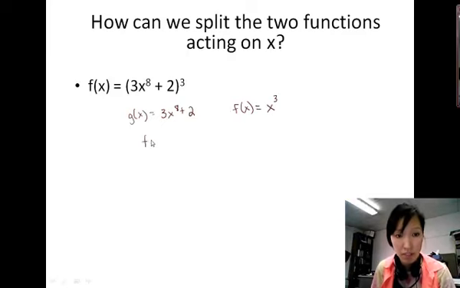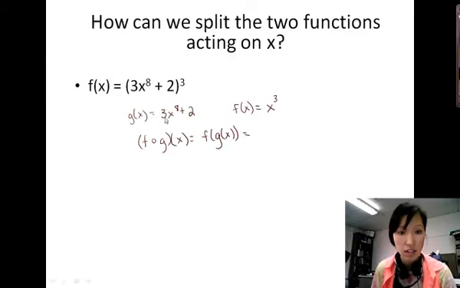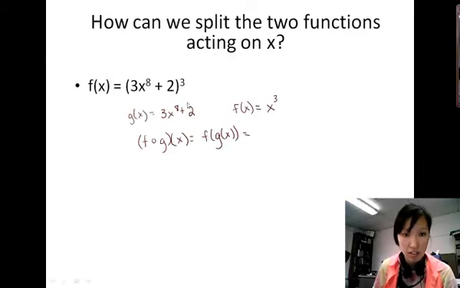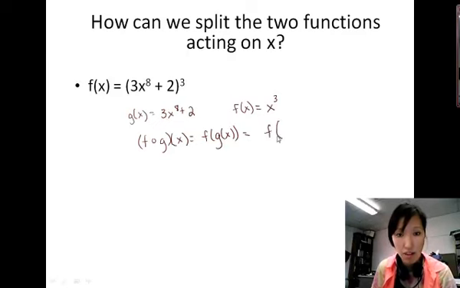So now, if I did my FOG, or my f of g of x with that hollow dot notation, what I'm going to get is this, f of g of x. And g of x, we would first say, alright, that's what we're going to simplify first, is just identified as this. So we have f of, and then 3x to the 8th plus 2. So there is what g of x is equal to. Now f of x, we would say, is equal to x cubed, the input cubed.